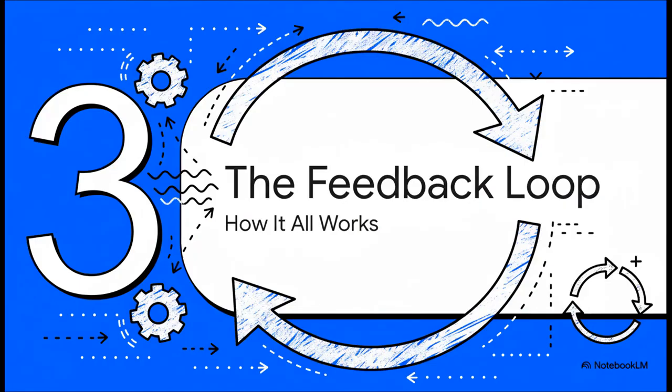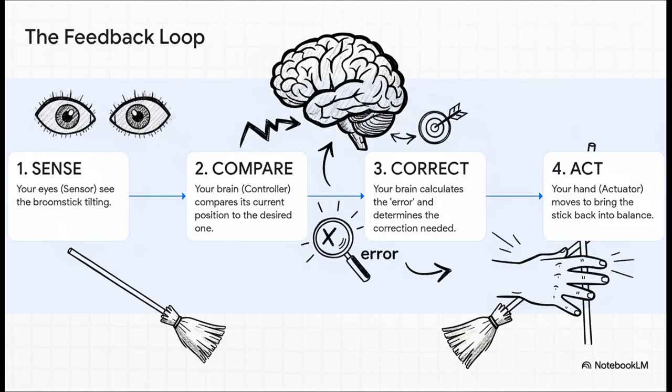Okay, so how does this whole feedback thing actually work? It all boils down to this really elegant, simple cycle. We call it the feedback loop. Let's go back to the broomstick. First, your eyes, they're the sensor. See the stick start to tilt. That's step one, sense. Then your brain, that's the controller, compares where the stick is to where you want it to be, which is perfectly upright. It spots the error. That's steps 2 and 3, compare and correct.